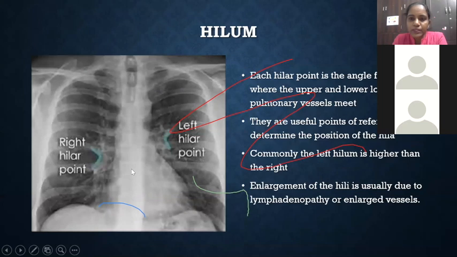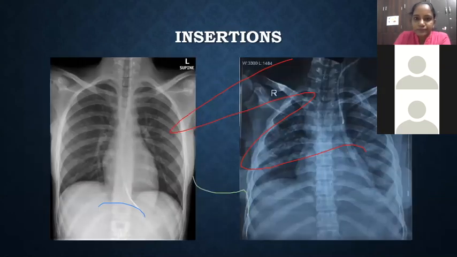Next is the hilum. So what is a hilum? Hilum is a part of the lung which is constituted by the root of each lung, both the lungs, and the hilar point may be visible in most of the normal X-rays, which is formed by the upper and the lower pulmonary vessels. The right hilar point is usually lower than the left hilar point, and enlargement of the hilum is usually because of lymphadenopathy or enlarged mediastinum.